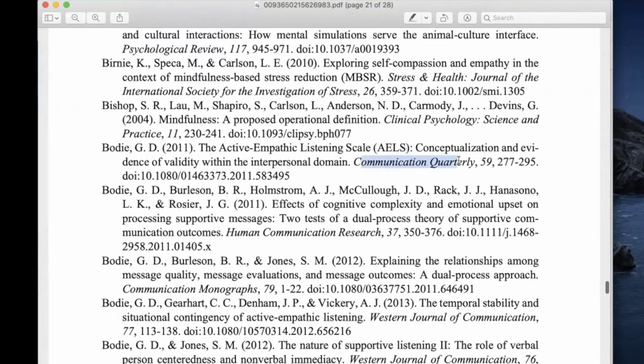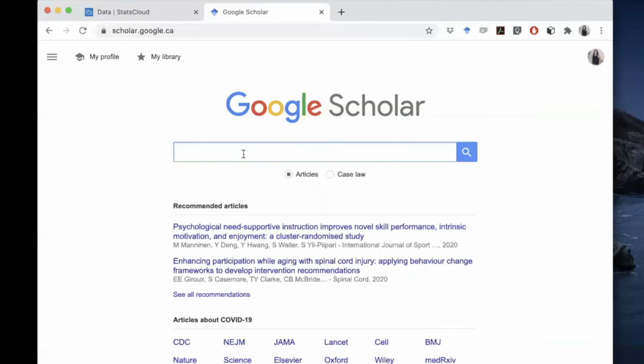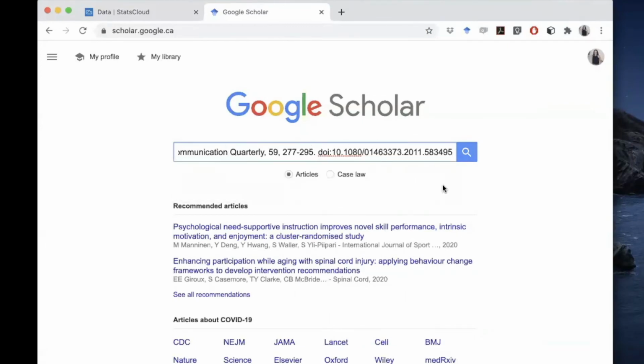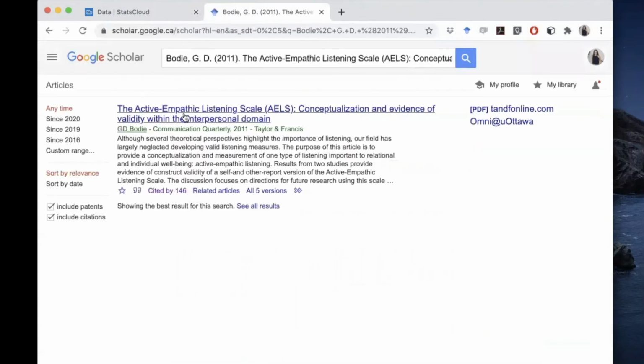That was published in Communication Quarterly, and we can actually go search for that. What you would want to do is copy that reference and then look for it either in the University of Ottawa Library or just in Google Scholar. Google Scholar is pretty handy because you can literally just copy and paste that reference, click search, and it's going to bring it up right away. And you can see here it's been cited by 146 other studies since 2011.